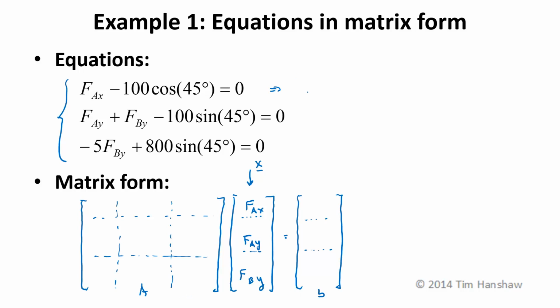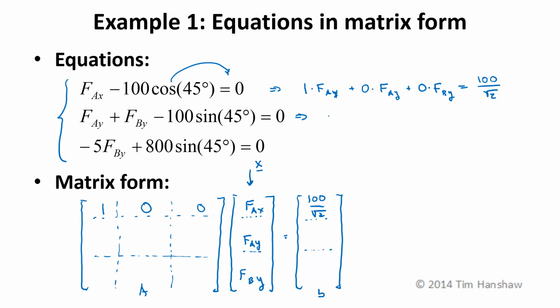This equation is 1 times Fax. Fay doesn't show up. I can get rid of that by multiplying it by a 0. And Fby doesn't show up. So that's a 0 times Fby. And that, if I take the constant over here, is 100 cosine 45 degrees, which is 1 over root 2. It's 100 over root 2. If I put this equation in matrix form, I get 1 times Fax, 0 times Fay, and 0 times Fby is equal to 100 over root 2.